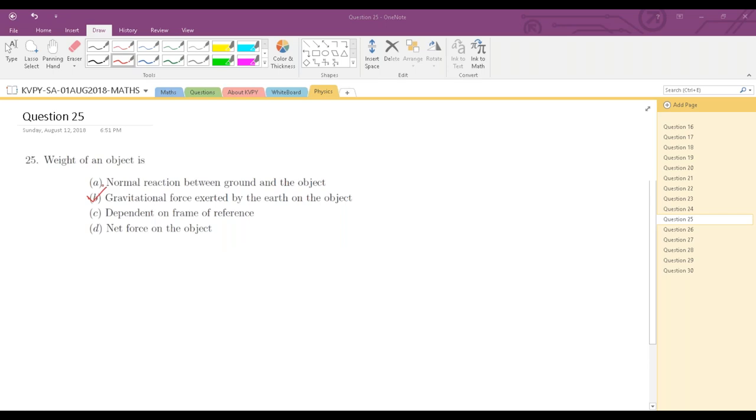Sir, but the weight is equal to mass into gravitational force, no sir? Yeah, correct. So can you please write your question so that we can discuss? Yeah, I prefer you write it. Could you please write your question?